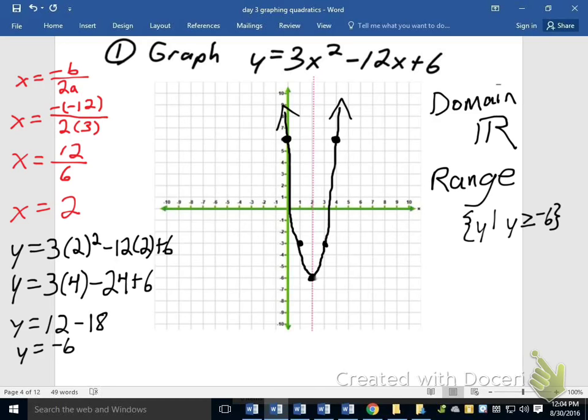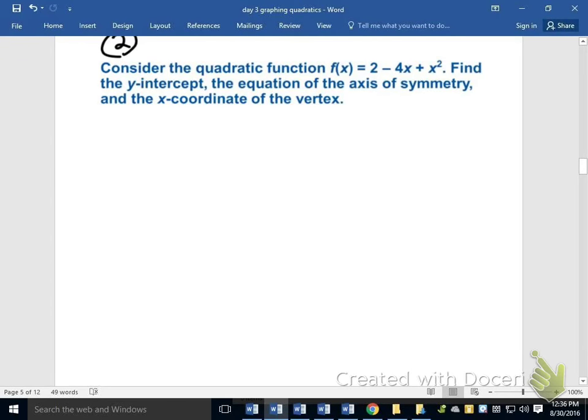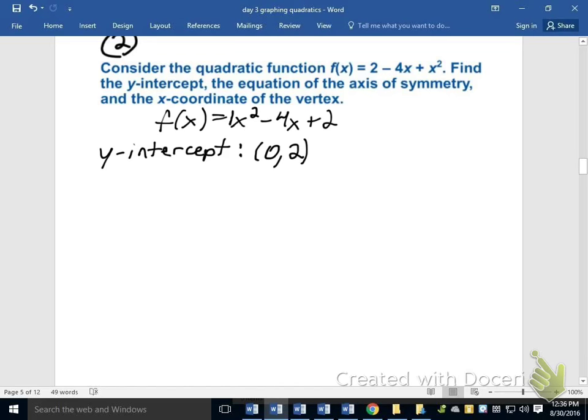Just a few extra things I wanted to include. Alright, here's example 2. First thing I'm going to do here is I'm actually just going to quickly rewrite it in ax squared plus bx plus c form, where it was kind of out of order. Now I can actually see what a, b, and c are. And if you need to, you can put a little 1 right here for a, because it is 1x squared. It says find the y-intercept. Now the y-intercept, that's really easy because that's always just your c value. So the y-intercept here is going to occur at 0, 2. Whatever your c value is, that's your y-intercept.